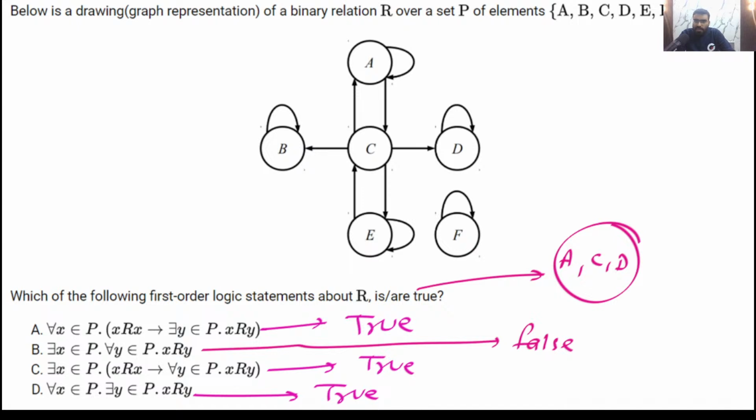A student is asking, by default, can we assume x, y are different? No. X is also in the domain. Y is also in the domain. They can be same, they can be different. Don't make any assumptions. Just because you are writing x, y, it does not mean they are different. Is this clear?